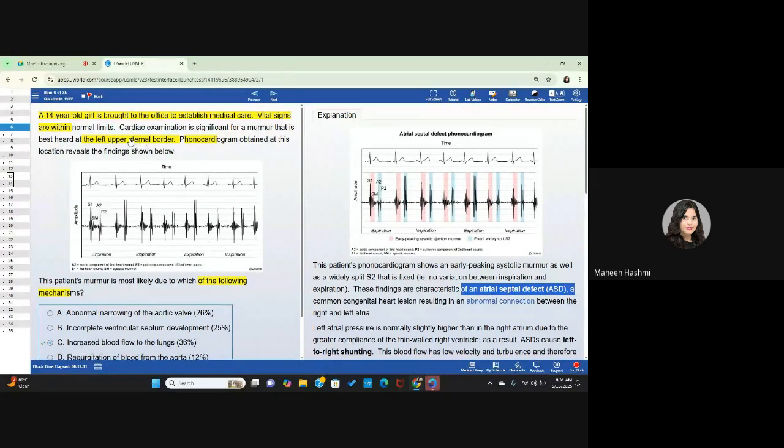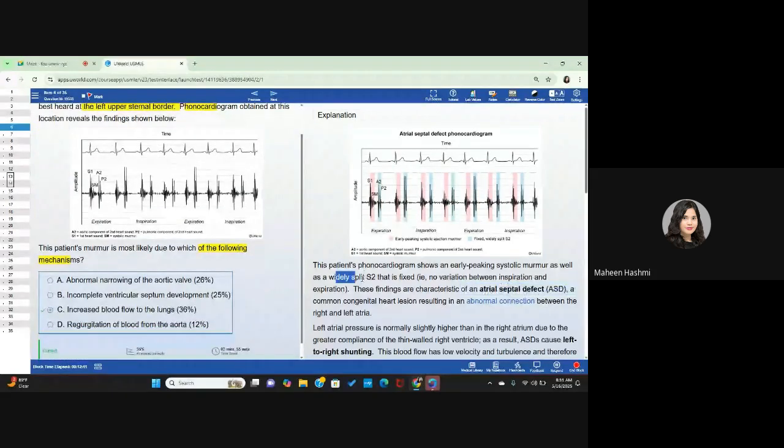So at the left upper sternal border, it can be either a pulmonic murmur or an atrial septal defect murmur. Why? Because they both occur at this place. And in the atrial septal defect murmur, we see a widely split S2 that is fixed. What we mean by that is that there is no variation between inspiration and expiration. And it is very consistent with atrial septal defect, a common congenital heart lesion.